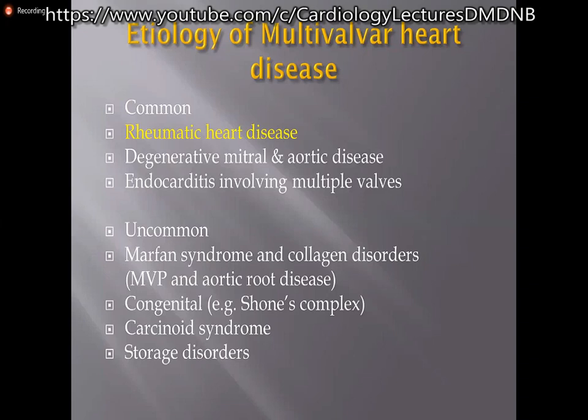And carcinoid syndrome can affect right-sided valves as well as left-sided valves. Ileal carcinoid basically affects the right-sided valves, that is the tricuspid valve and pulmonary valve. Suppose there is a PFO or an ASD, then it can come back and also involve left-sided valves. If it is a bronchogenic carcinoid, then definitely it can affect both the mitral as well as the aortic valve, and some storage disorders. This is just for completing the list of causes of multivalvular heart disease.